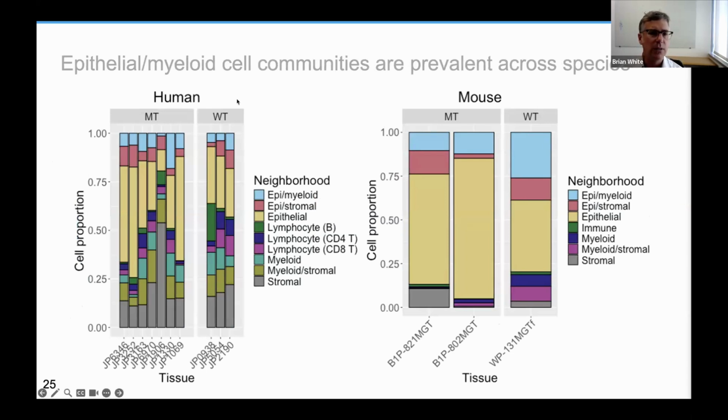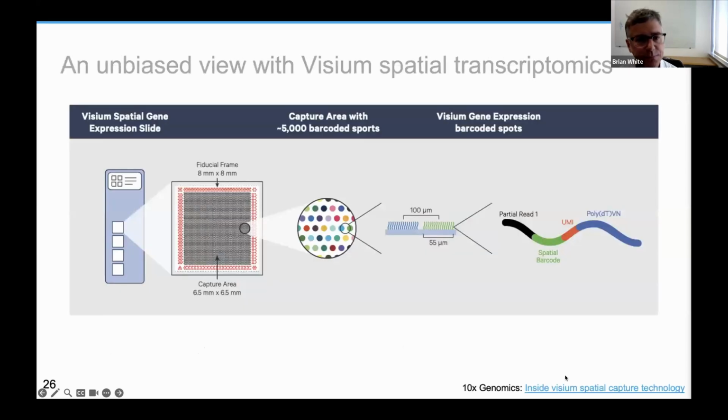And we observed that about, and I'm showing that proportion in sky blue here at the top of the stacked bar plots, about 10% of the cells in most of the samples belong to that community. So we thus conclude that this arrangement of cells is prevalent in both species and across both genotypes.